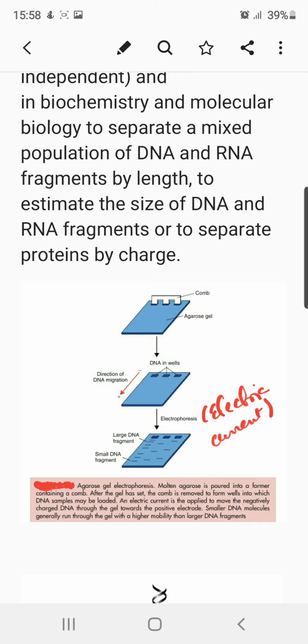Here the agarose gel electrophoresis mechanism is shown, in which the molten agarose is poured into a former containing a comb. After the gel has set, the comb is removed to form wells into which the DNA samples may be loaded. An electric current is applied to move the negatively charged DNA through the gel towards the positive electrode. Smaller DNA molecules generally run through the gel with a higher mobility than the larger DNA fragments.